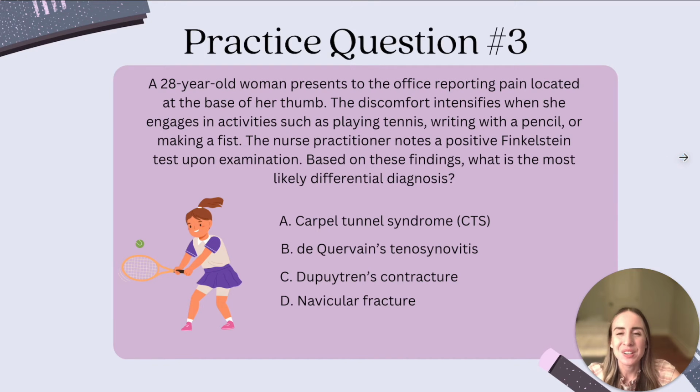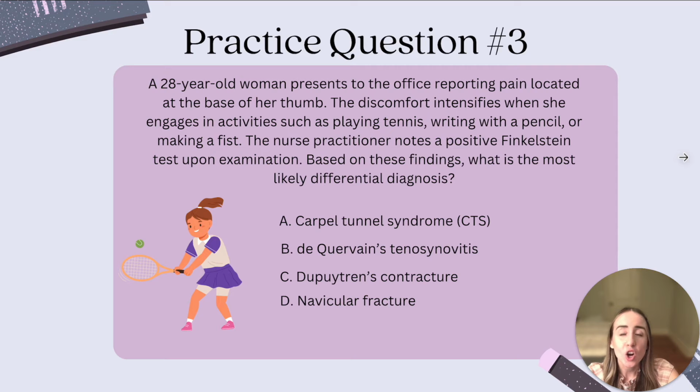So let's work through another one together. A 28-year-old woman presents to the office reporting pain located at the base of her thumb. The discomfort intensifies when she engages in activities such as playing tennis, writing with a pencil, or making a fist. The nurse practitioner notes a positive Finkelstein test upon examination. Based on these findings, what is the most likely differential diagnosis?